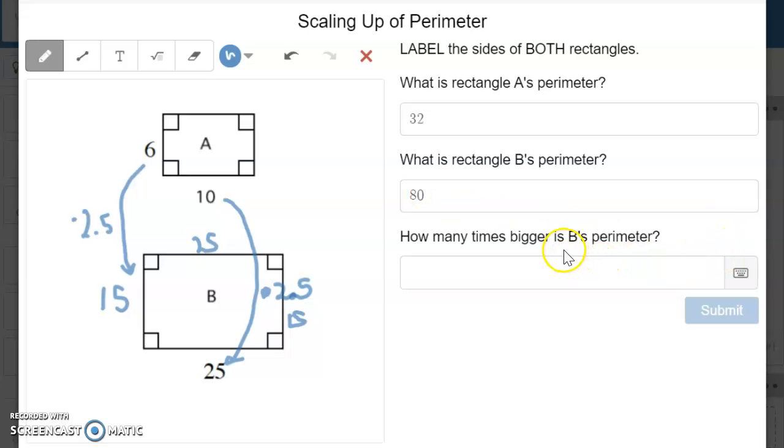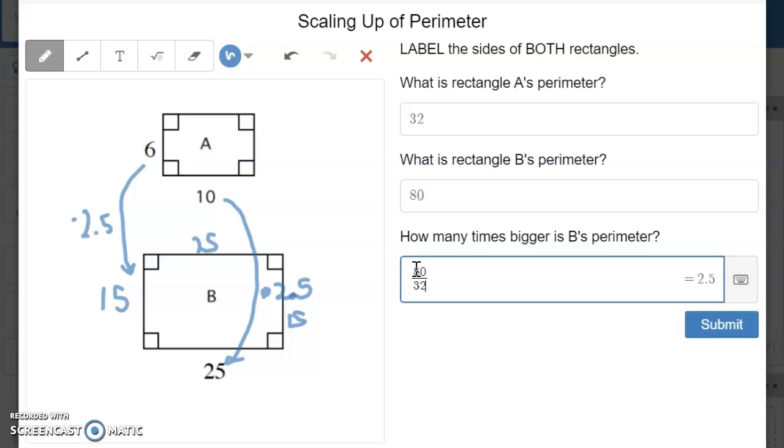And how many times bigger is B's perimeter compared to the original? That is again final divided by original, which is 2.5. It should be the same scale factor.